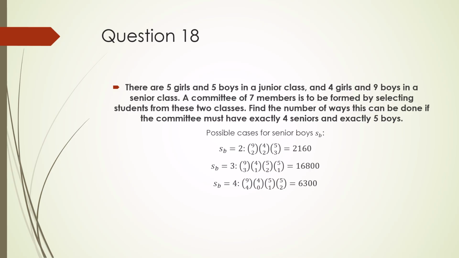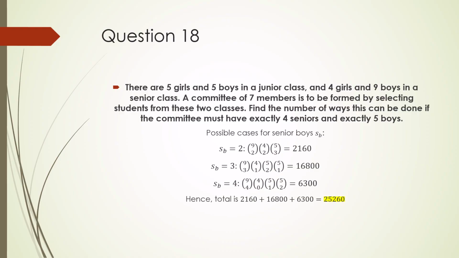And for case 3, if we choose 4 senior boys in total, we will have 0 senior girls and 1 junior boy and 2 junior girls. So the number of ways to choose the 4 senior boys will be 9 choose 4. The number of ways to choose 1 junior boy will be 5 choose 1. And the number of ways to choose 2 junior girls will be 5 choose 2. So the total number of ways for case 3 will be 126 times 5 times 10, which is 6,300.